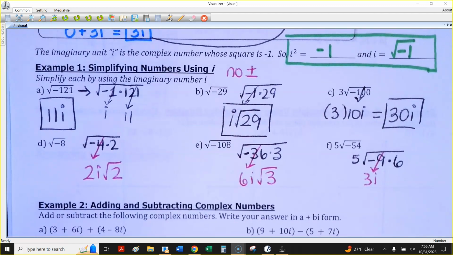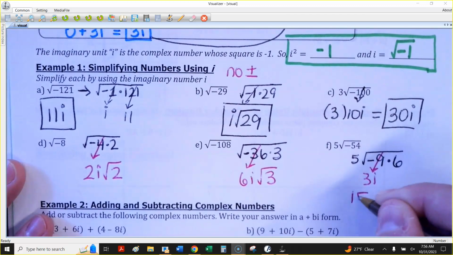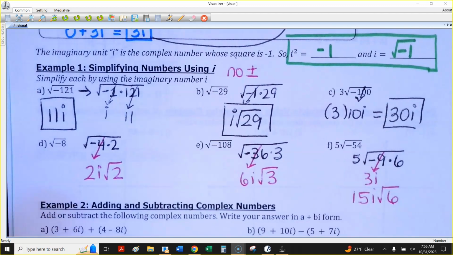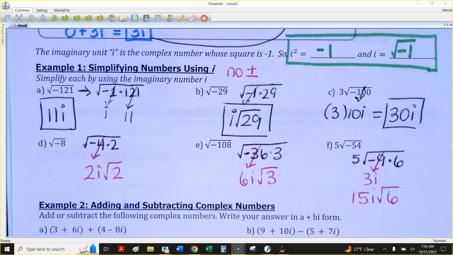So 5 times 3i would just be 15i. And then the 6 would stay underneath the radical. We've taken the negative out and we've simplified that as far as we can go. Is anybody having a question so far? It works just like simplifying a normal radical. You're just going to take an i out to get rid of the negative.